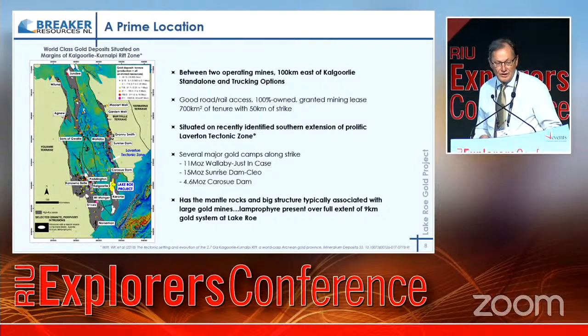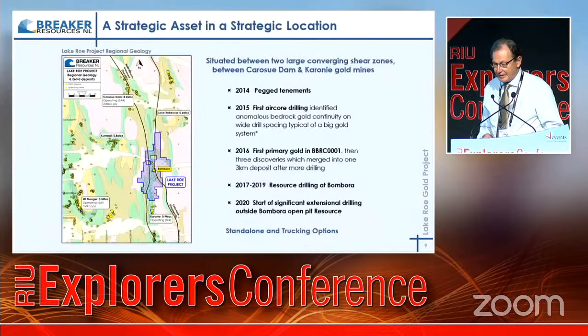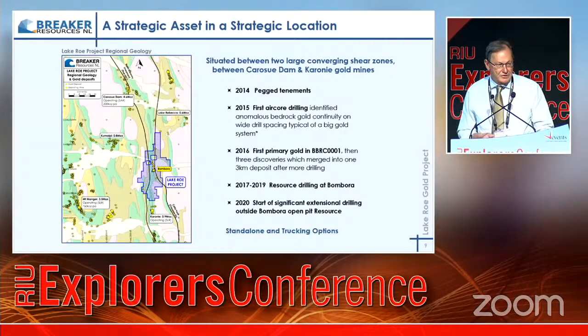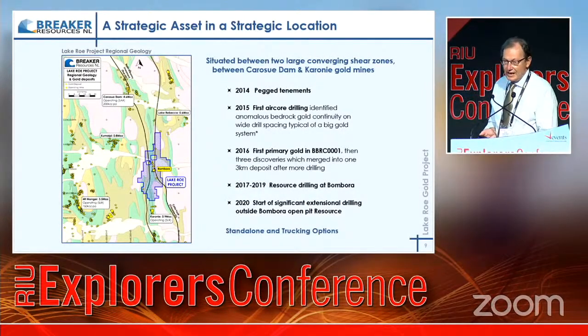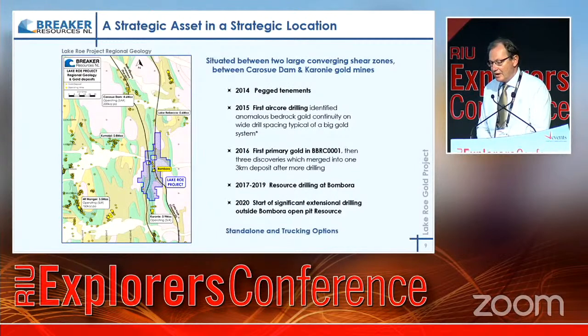And we're seeing those mantle rocks over the full 9 kilometres of our gold system. We're situated between two converging shear zones between two operating mines. What that means is that we have a standalone option and we have a low capex trucking option. Mills tend to be hungry the larger they are. So I think this is a good strategic area. I think that could be of interest to others, but again, our view is on establishing a higher grade margin mine.